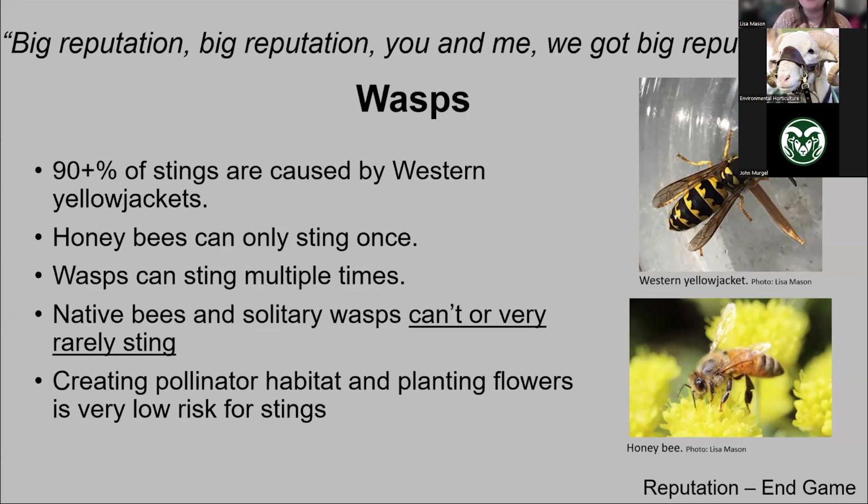But 90% or more of all insect stings are actually caused by the western yellowjacket. The western yellowjacket is a native ground nesting wasp. But their populations are very healthy. They do well in urban areas or where there's human activity. Wasps can sting multiple times. Honeybees can only sting once. So oftentimes we say, "Ow, I was stung by a bee," but quite often it was a wasp.